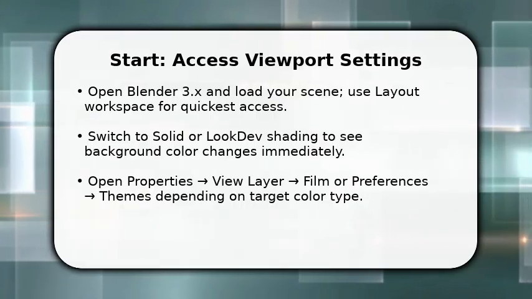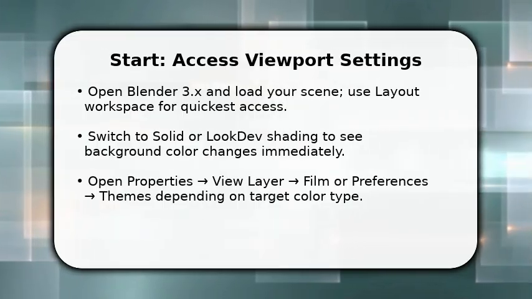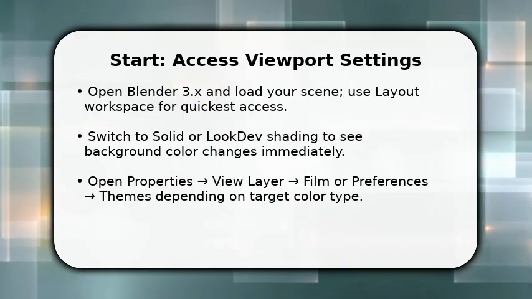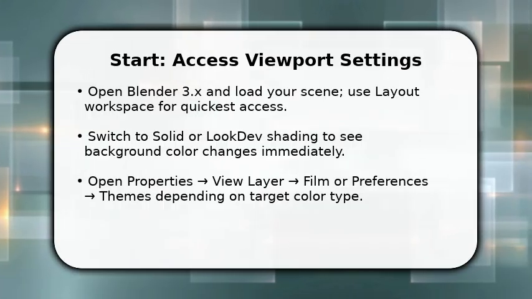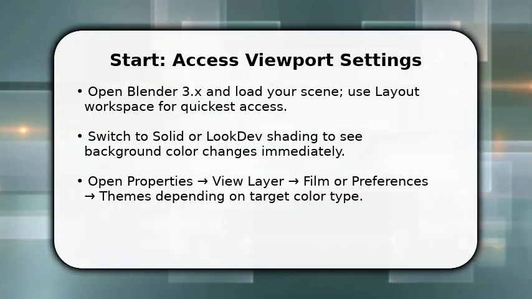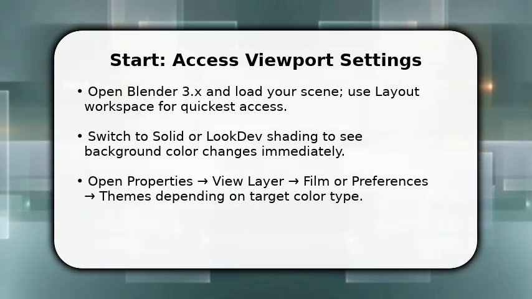For Viewport UI and 3D View background, use Preferences > Themes or 3D Viewport Overlays. For render visible background, use Properties > Render Properties > Film. Once done, make sure you can see the change in real time by rotating the view and toggling shading modes.